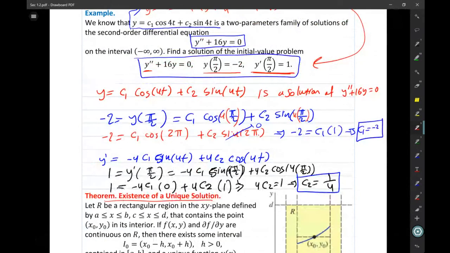Is it clear now what is the meaning of an initial value problem, which means the differential equation with initial conditions? Why do we need the initial conditions? To find out the constants in my solution.